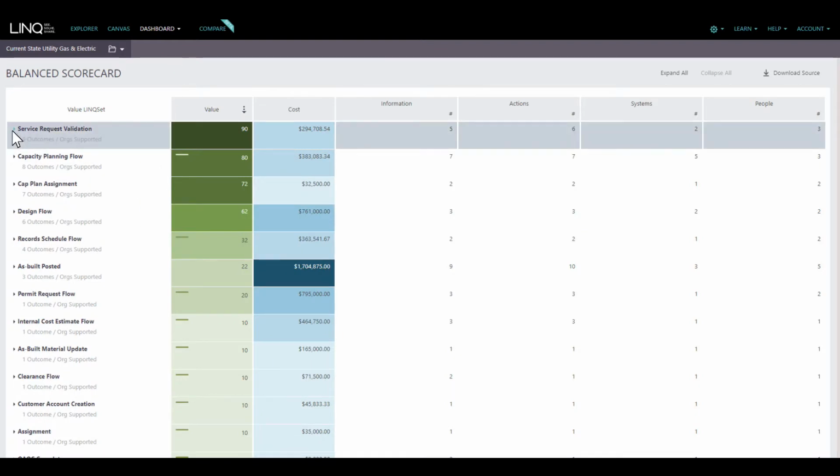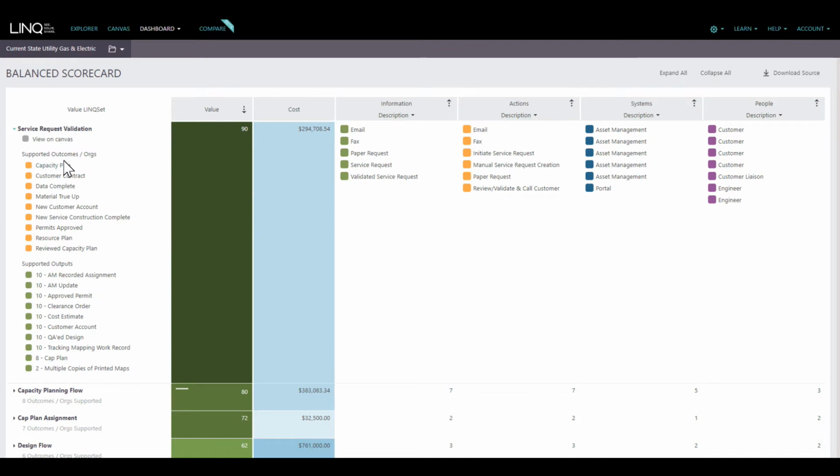I've expanded the service request validation. You can see that this process costs just under $300,000. If I look at the actions and turn on the cost label, I can see the most expensive part of this is customer account creation: reviewing, validating, and calling the customer, which costs $165,000 per year. Then you can see the information and the systems and the people that contribute to that.